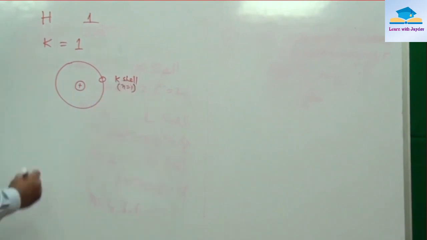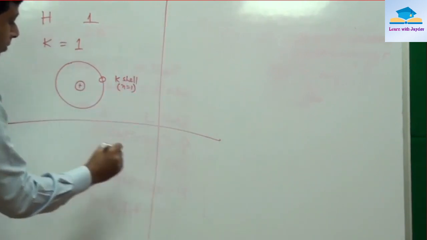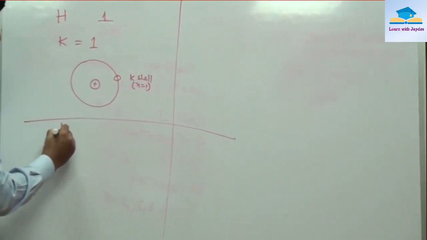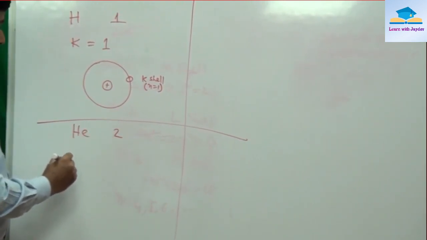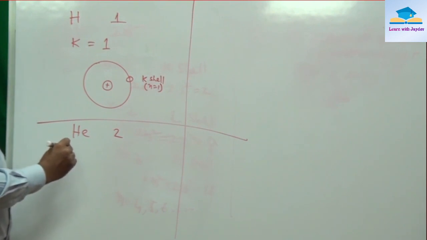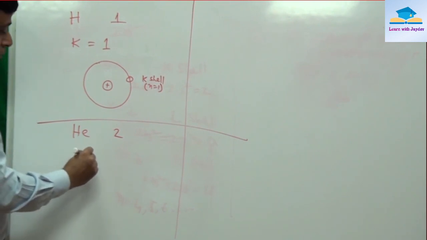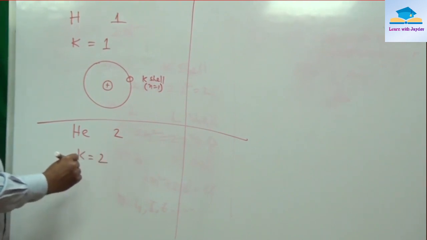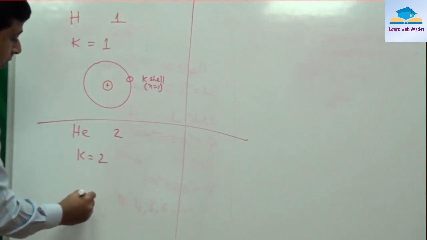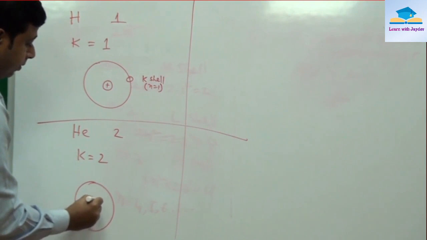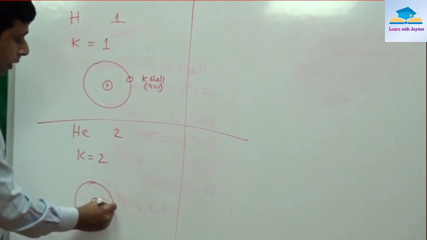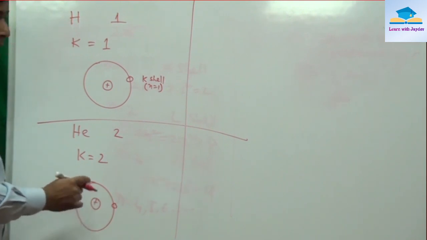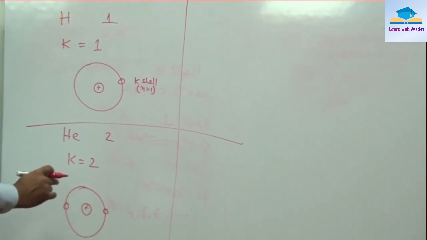In the center there will be the nucleus and 1 electron will be there in the K cell, or n equals 1 orbit. Now we take the helium atom. In the case of helium, the number of electrons is 2, and as we know, the K cell can accommodate 2 electrons. So the electrons will be accommodated in the K cell itself. And if we draw the atomic structure of helium, it will look like this. At the center there will be the nucleus and 2 electrons will be accommodated in the K cell. The K cell will be filled completely and there will be no other cells.